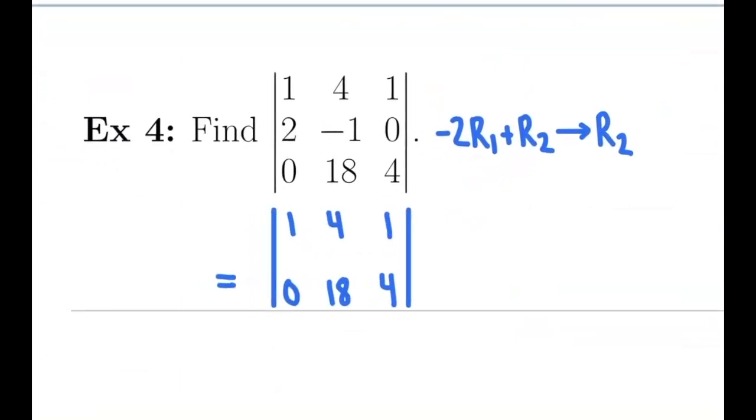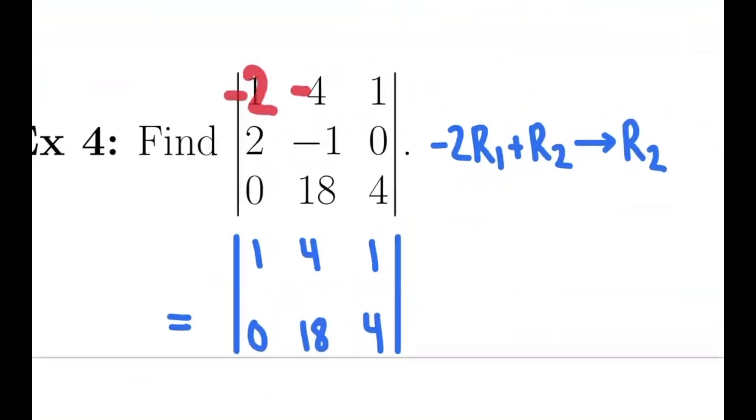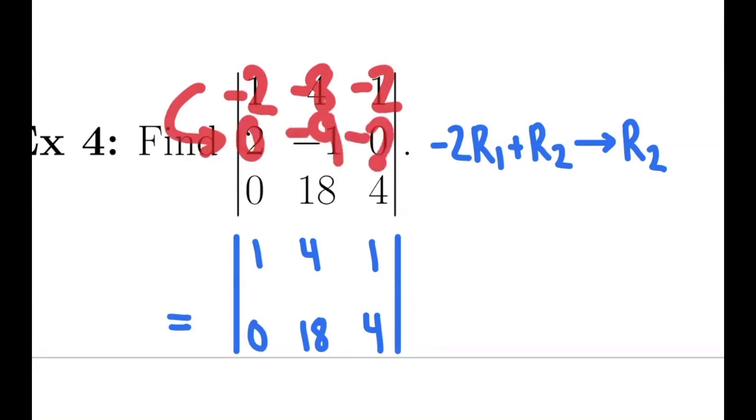Okay, I wait with great anticipation. So anyway, I want a 0 here. So I'm doing -2 times this row. So this will become -2, -8, -2. And I'm going to add it to the second row. So -2 plus 2, that's 0. -8 plus -1, that's -9. And -2 plus 0 is -2. So you get 0, -9, -2 in the second row.